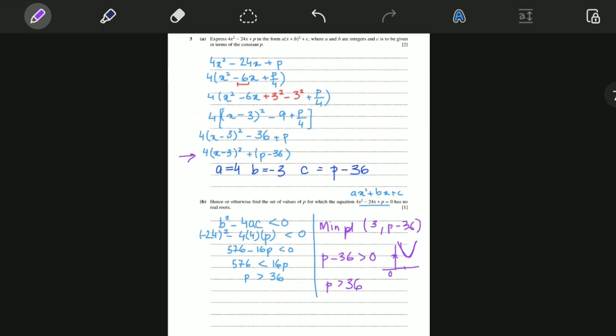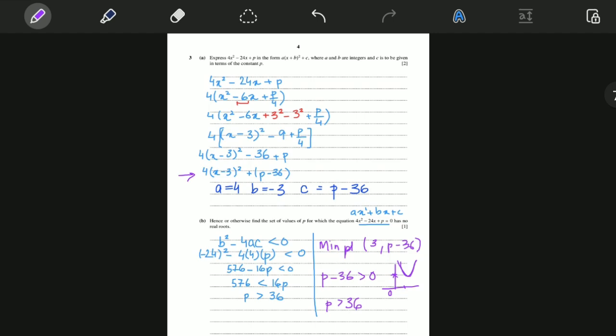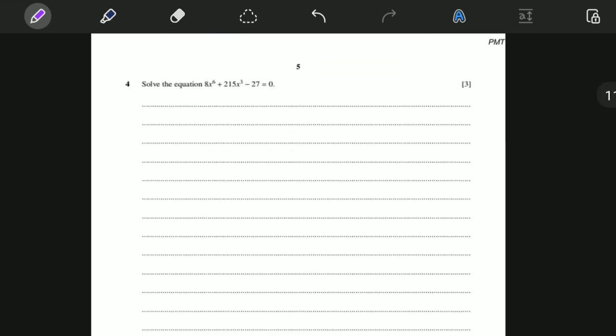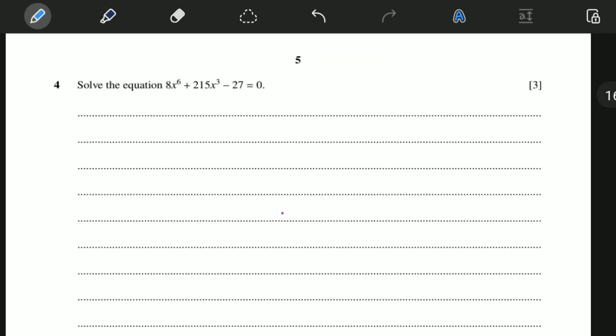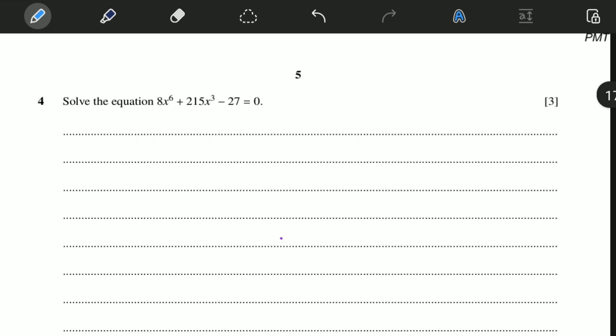You can see this whole question for a while. Question 3. Now let's move on to question 4. By looking at the front, you can think that this is not a quadratic because x has the power 6. But if you see the sequence, first you have the power 6, and in the second term you have the power 3, and then you have a constant term.